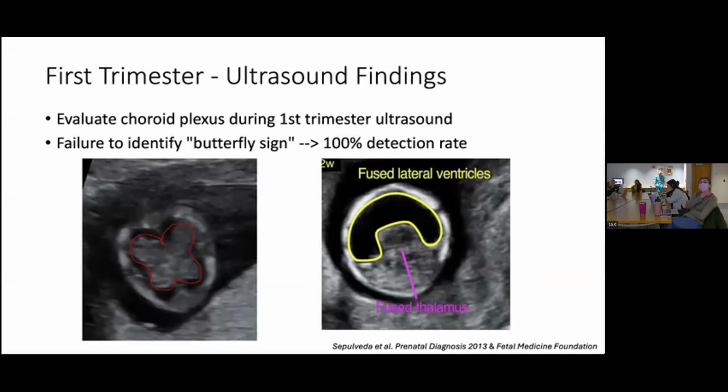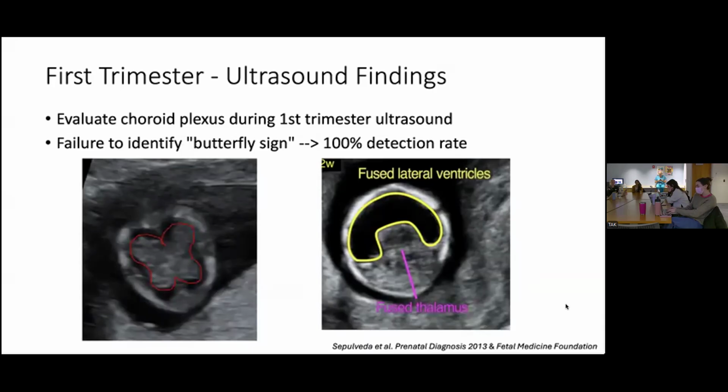The majority of cases that are diagnosed in the first trimester are typically alobar because it is the most severe. So failure to identify the butterfly sign, which is right here, in first trimester evaluation is associated with a 100% detection rate. So these are both first trimester ultrasounds. The left is normal. You can see the choroid plexus, which looks like a butterfly. This is called the butterfly sign. This confirms that there are two separate cerebral hemispheres.